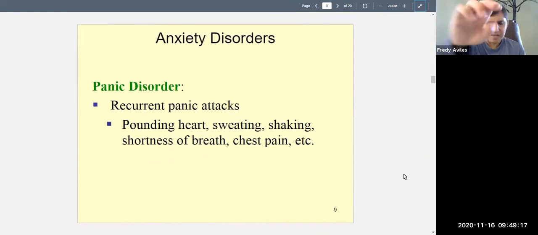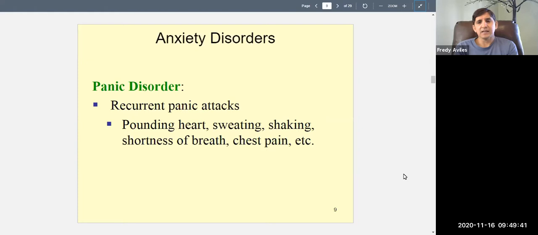Other anxiety disorders: panic disorder. Panic disorder is when you have recurrent panic attacks. So you keep having panic attacks. Here are some symptoms of a panic attack: a pounding heart, sweating, shaking, shortness of breath, chest pain. Those are just some symptoms. You actually feel like you're having a heart attack when you have a panic attack, but it's actually an anxiety problem.